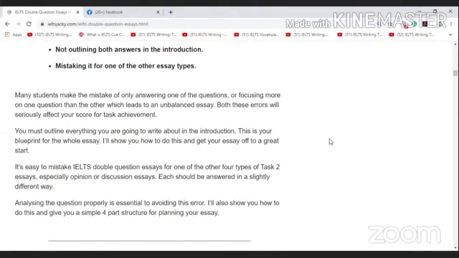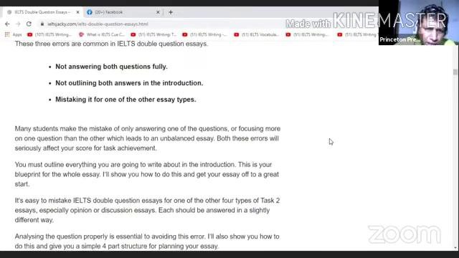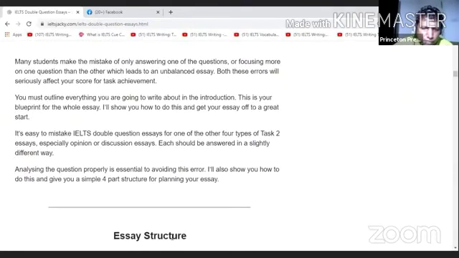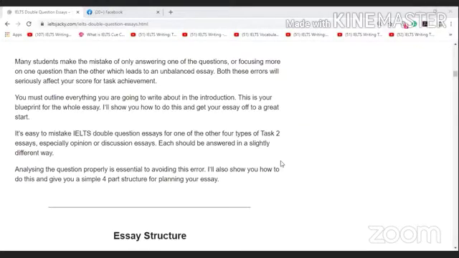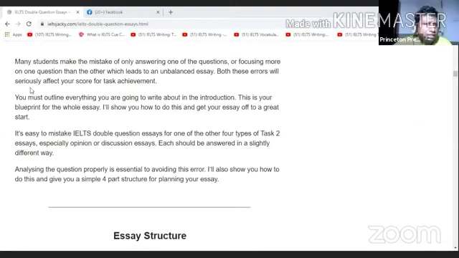Exactly. Many students make the mistake of only answering one of the questions. If there are two questions, you'll have to answer them. Many students make the mistake of only answering one question, or focusing more on one question than the other, which leads to an unbalanced essay. Both these errors will seriously affect your score for task achievement. What are the four criteria? Task achievement, coherence and cohesion, lexical resource, and grammatical range and accuracy. Four.